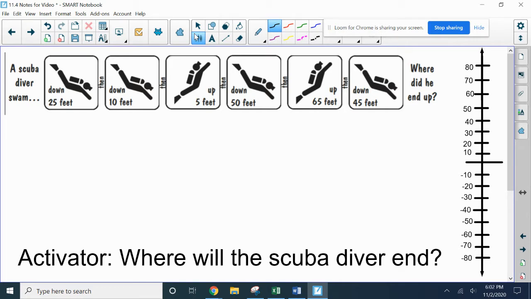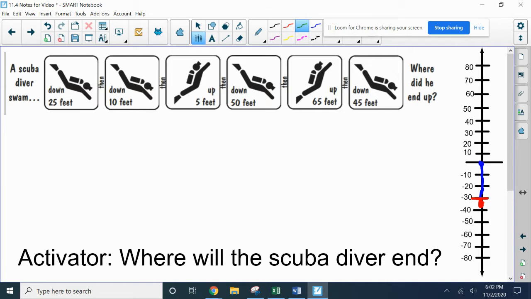So a scuba diver swam down 25 feet. Well, he's going to start at 0. So then he's going to go down 10, 20, and halfway between 20 and 30 is going to put us down 25 feet. Then he's going to go down 10 more feet. So down to 30 is 5, and down between 30 and 40 is down another 10 feet. Then he's going to turn around from that negative 35, and go up to negative 30.